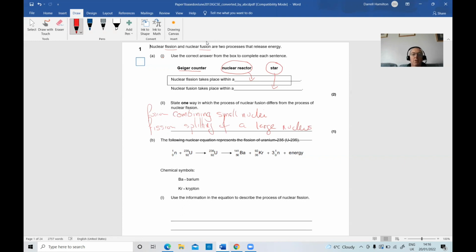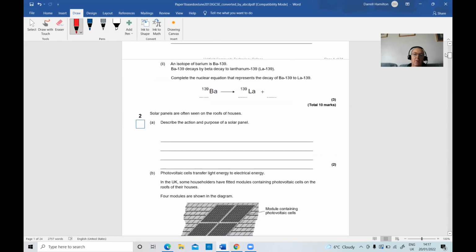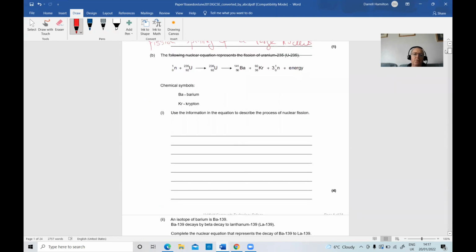Part B, the following nuclear equation represents the fission of uranium-235. Use the information in the equation to describe the process of nuclear fission. For 4 marks, we have to make 4 points here. So we have the uranium nucleus absorbing a neutron. It is becoming uranium-236. You see how the mass number has increased by 1 because it's absorbed this neutron, but the atomic number has not changed because there are no more or less protons here.